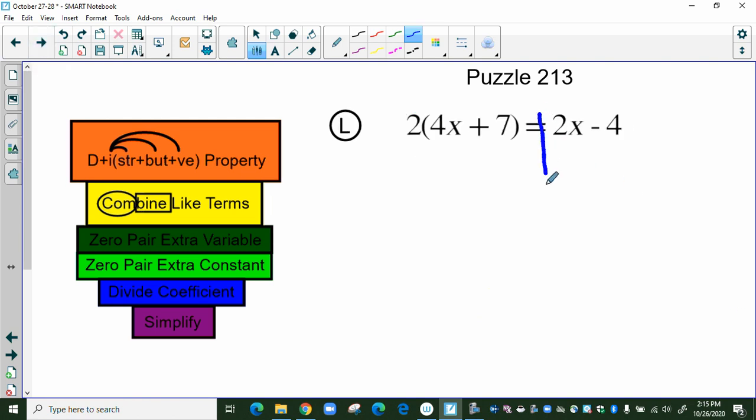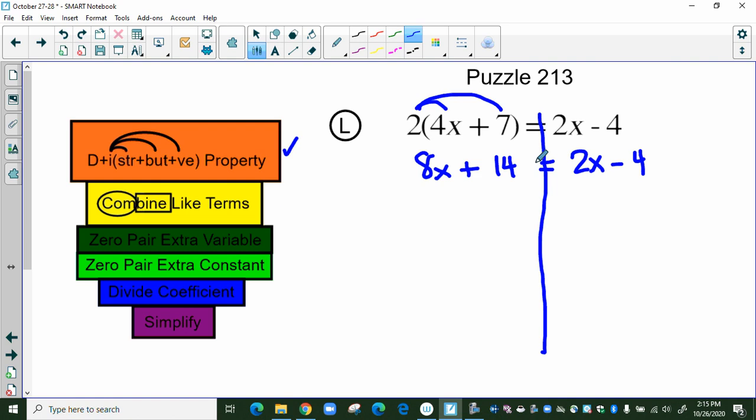Let's look at problem L. L is very similar to the one we just did. So start at the top, distributive property. I have that right here. 2 times 4x is 8x. 2 times 7 is 14. On the other side, just bring down what you have.